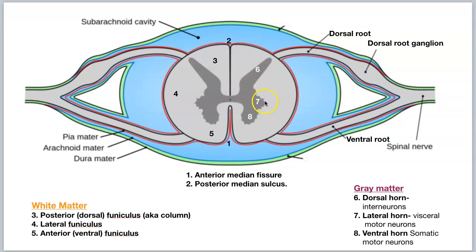In this area of the gray matter, this is the lateral horn, and number 8 is the ventral horn. In this location of the lateral horn, we're going to have visceral motor neuron cell bodies. They're going to the autonomic nervous system. Visceral motor is the autonomic nervous system. In this location, in the ventral horn, we will be having somatic motor neuron cell bodies. Somatic motor going to your skeletal muscles. So you need to understand that visceral motor neurons and somatic motor neurons do not live in the same neighborhood within the gray matter of the spinal cord.